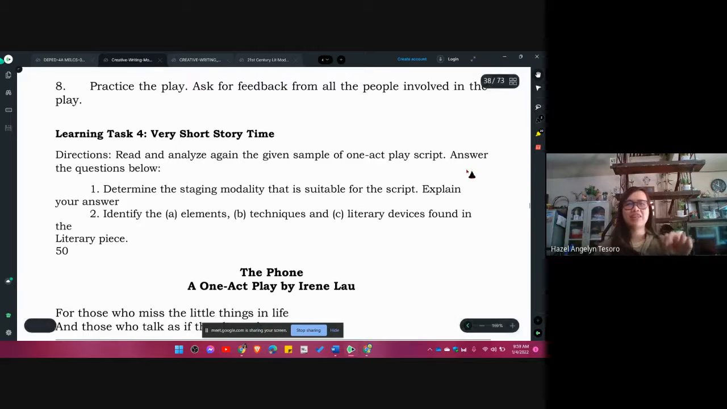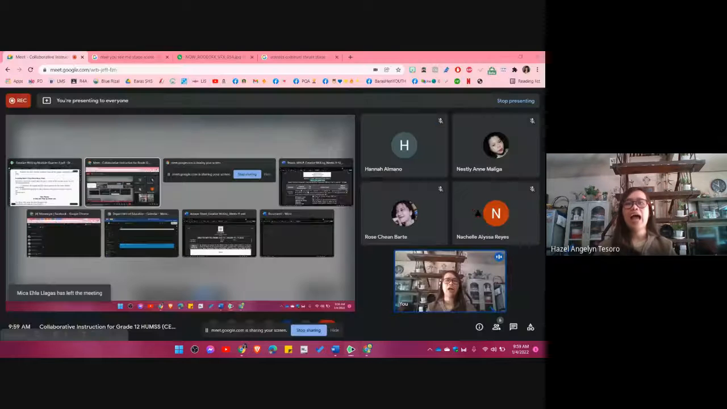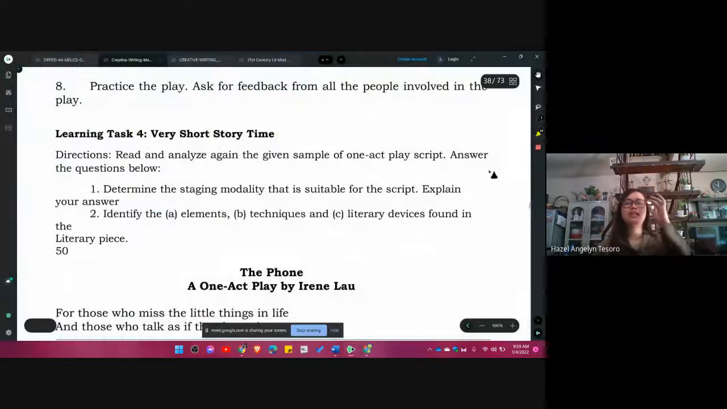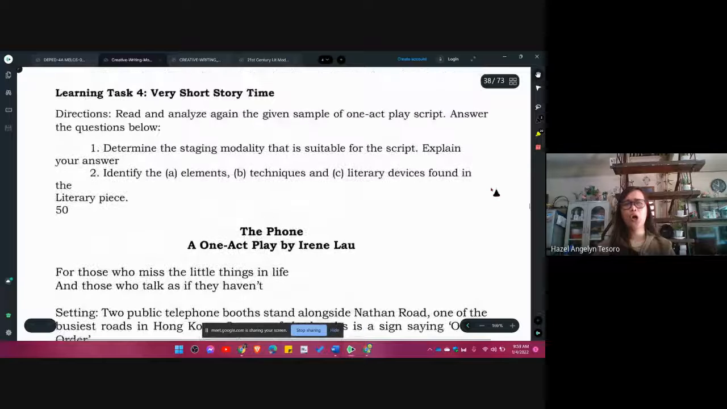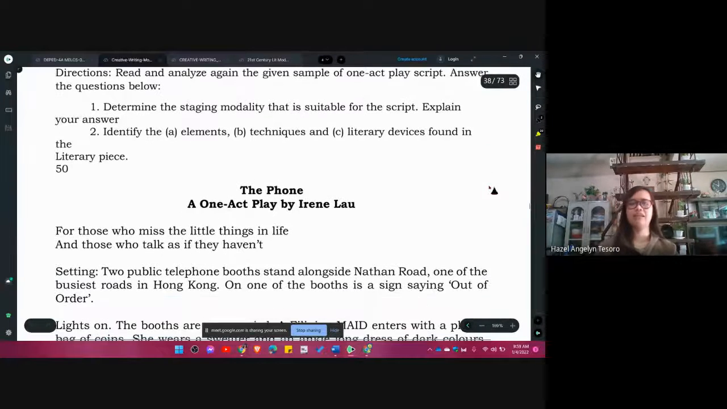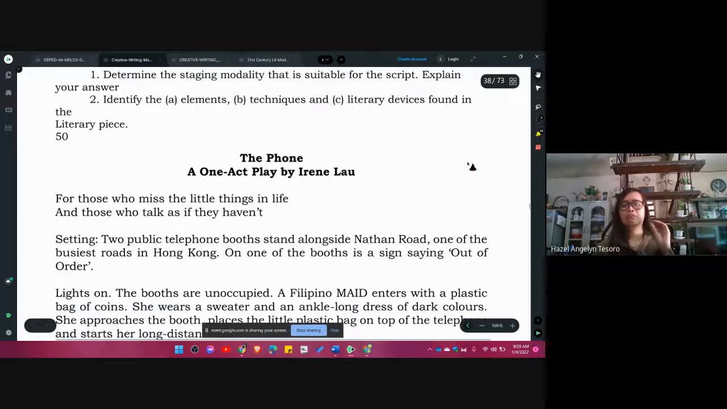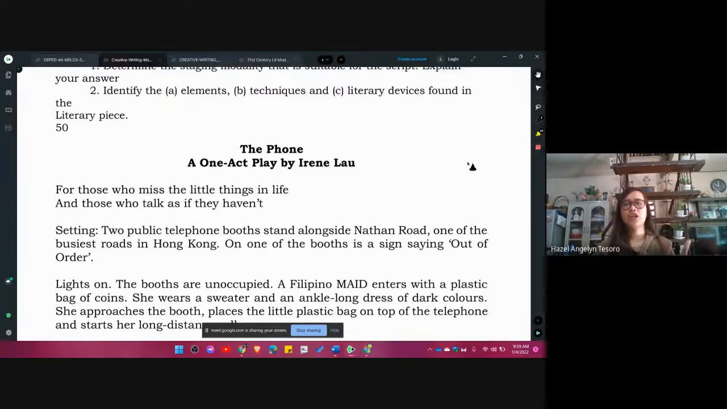Now we have another story time here. So read and analyze again the given sample of 1 act play script. Answer the questions below. Determine the staging modality suitable to the script. Ayan. So eto, hindi ko na to ni-require sa inyo, no, because you can just find the answers at the back of the module. But you can read the play and then let it serve as a sample for you in writing your own, no?